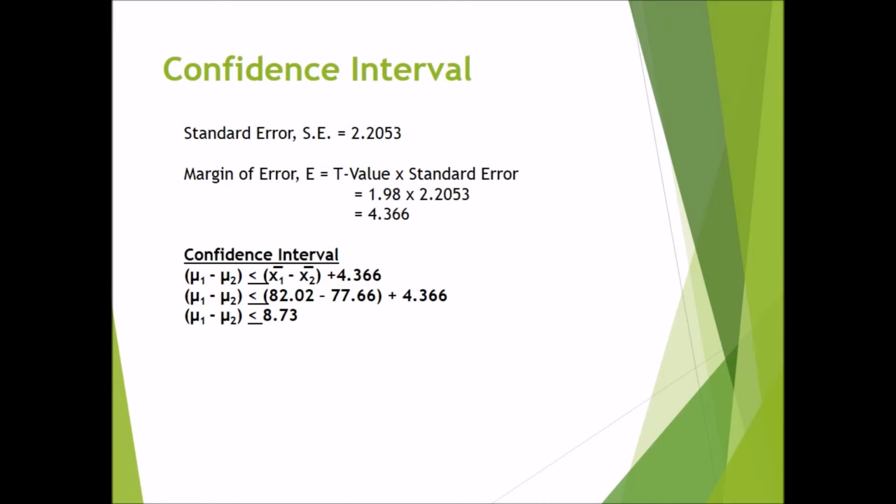Next, we have the confidence interval. So how do we find it? Firstly, we use the standard error, which is 2.2053, and the margin of error, which is the t-value times the standard error, which is 4.366. By using the formula of the confidence interval, we found out that the mean heart rate of the obese adults minus the mean heart rate of the underweight adults should be lesser or equal to 8.73.